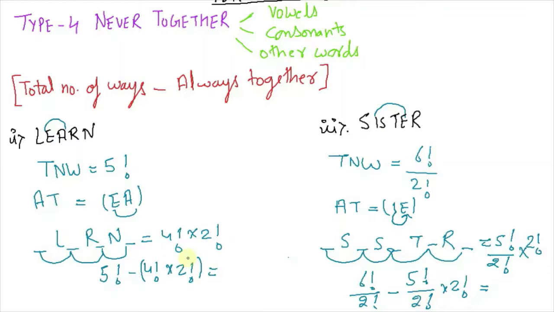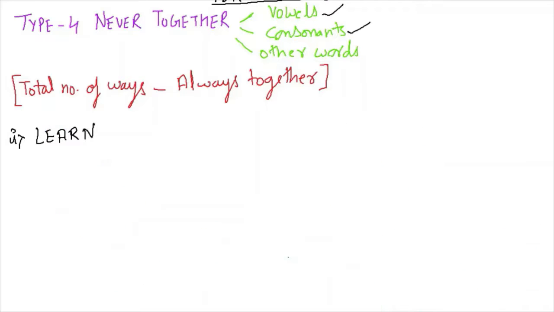Similar types of sums will come in consonants and other words. Let's take an example. Let's take the same word, that is learn. So the concept here is consonants are never together. Total number of ways to arrange this word is 1, 2, 3, 4, 5, 5 factorial.